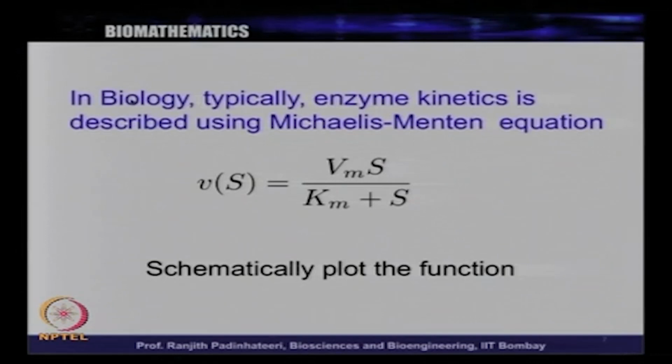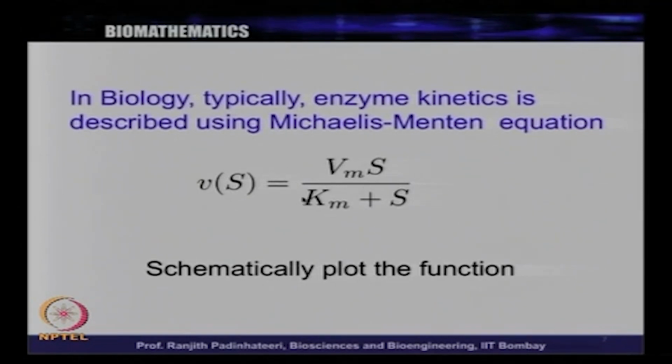So, the question is the following: in biology, typically enzyme kinetics is described using the Michaelis-Menten equation. It is an equation that most of you have seen: V(s) = Vm s / (Km + s). This is basically the enzyme kinetics velocity, where s is related to the substrate, and Vm is the maximum speed, and so on and so forth.